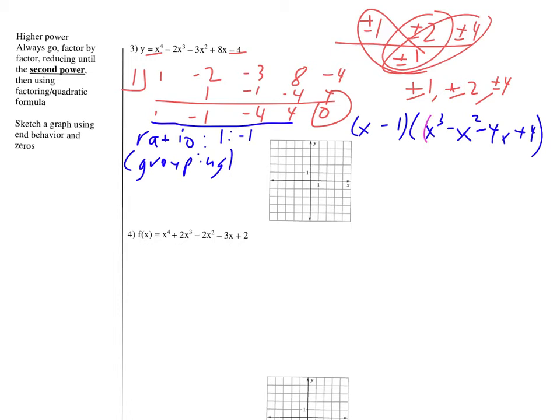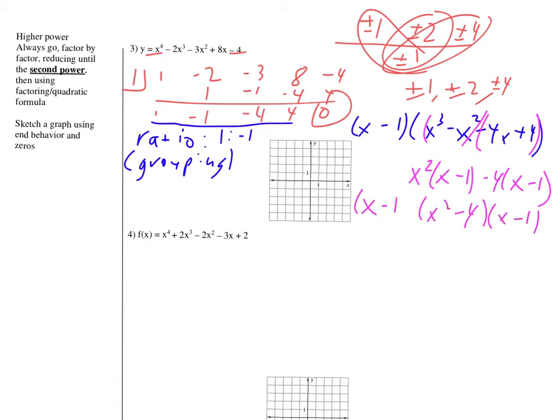I notice here that I'm going to check out this grouping. If I take out an x squared here, I get x minus 1, and if I take out a -4 here, I also get x minus 1. So if you can get these two parentheses to match when you have 4 terms like this, that means the grouping does work. I'll tell you, it's not going to work every time. It did not work on the previous one, but on this one it does.